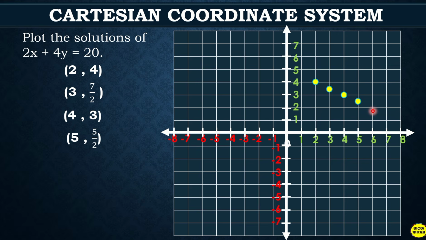Hindi lang po itong apat ha. Pag nag-assign pa po tayo ng maraming values of x, marami pa pong solutions ang pwede dyan. Because we have infinitely many solutions to linear equations in two variables.